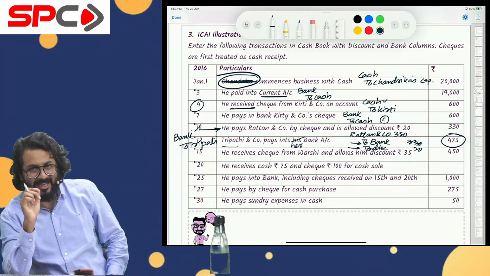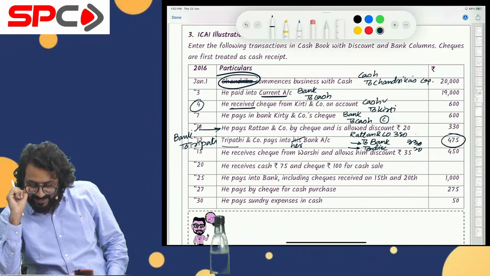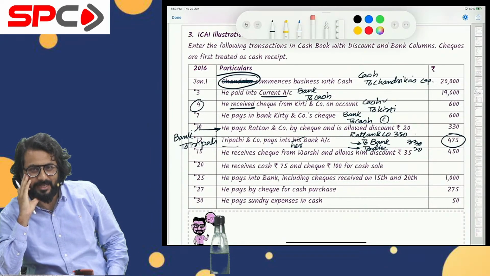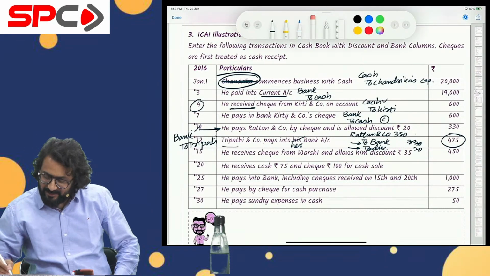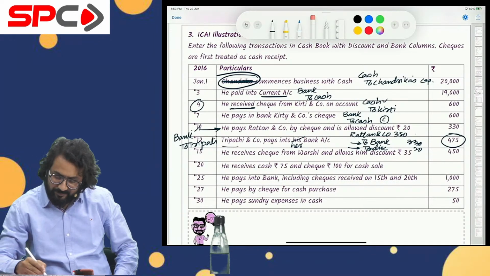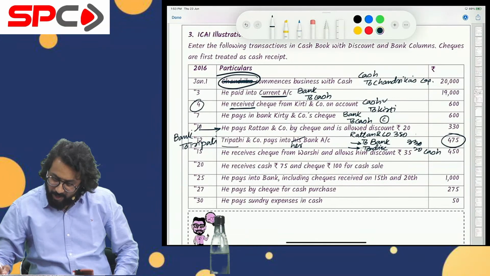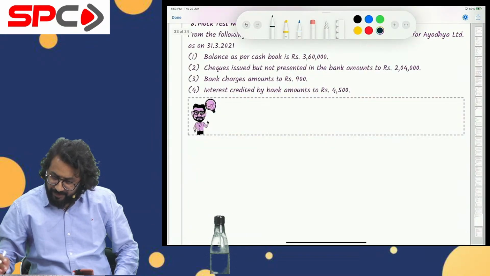He receives check from Varsi and allows him discount rupees 35. So when you receive a check, what do you treat? Cash, bank, what? Cash. So can I not write down cash? Cash. How much have I received the check for? 450.